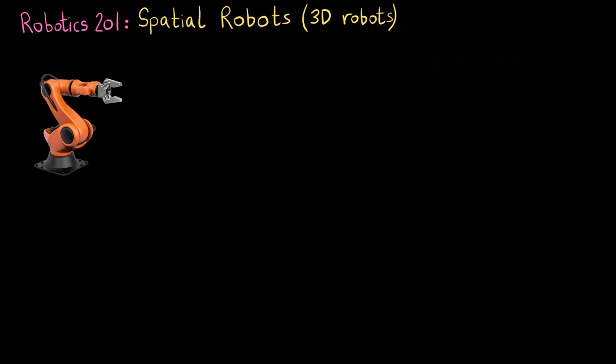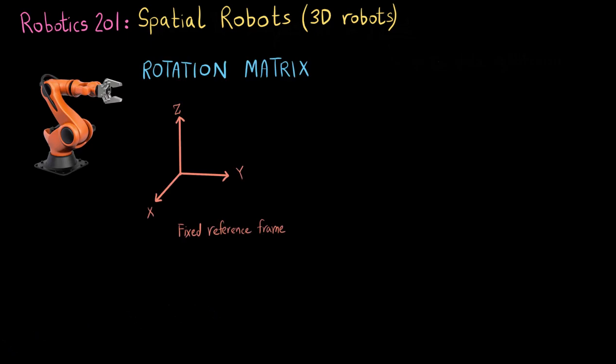This video marks the start of the Robotics 201 video series. If you are new to this channel, in the previous video series, which was Robotics 101, we covered a lot of different concepts for 2D planar robots. And in this video series 201, we are going to cover the same concepts for spatial robots or 3D robots. So the first concept that we are going to start with is called a rotation matrix.